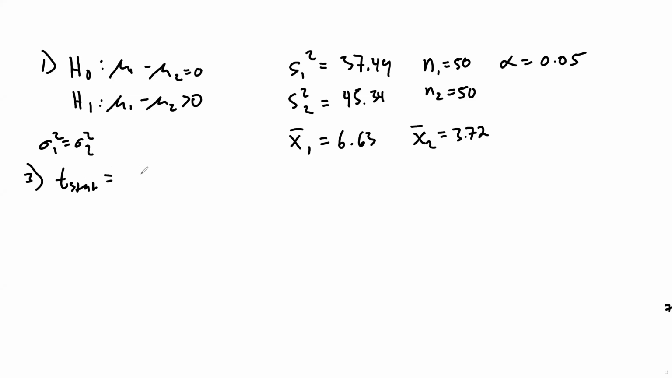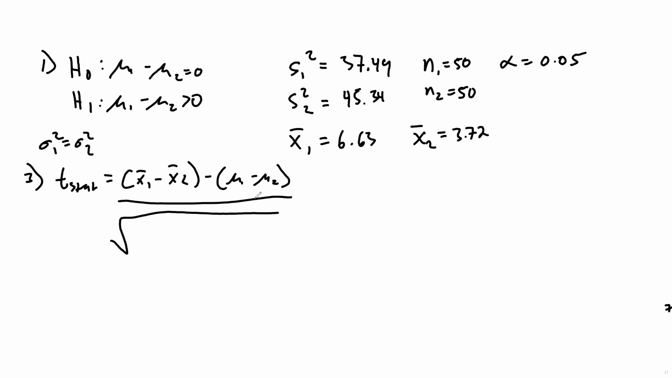So if you rewind a little bit, you'll be able to see it. It's x bar 1 minus x bar 2 minus mu 1 minus mu 2, divided by the square root of your pooled variance times 1 over n1 plus 1 over n2. Now in order to do this, we need to solve for our pooled variance. On the exam, I will give you your pooled variance. I'm telling you right now that I'm giving you your pooled variance, so you should believe me.